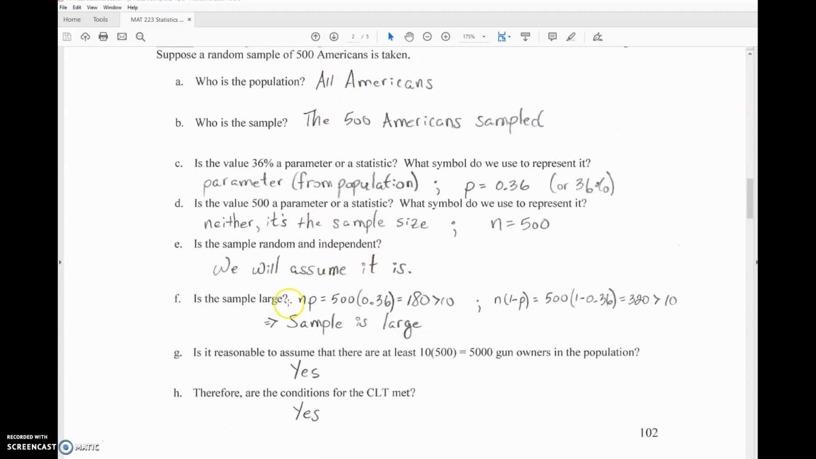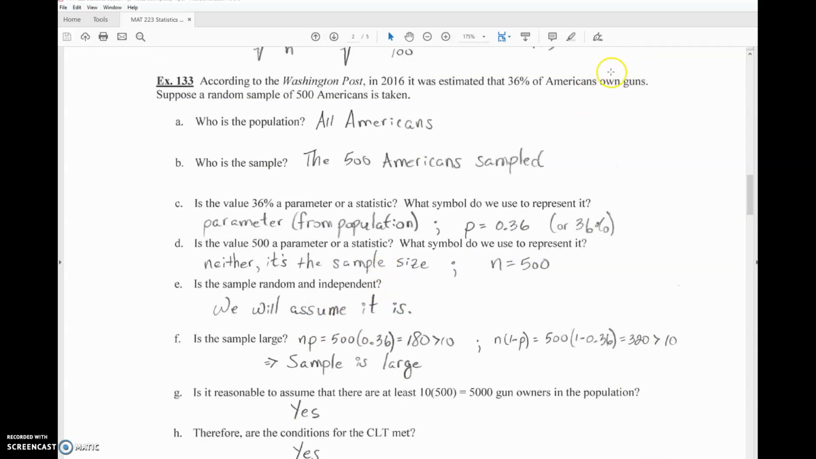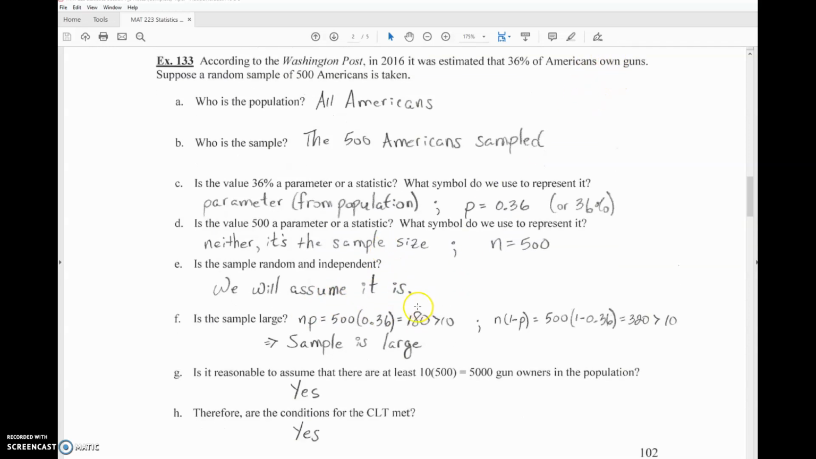Is the sample large enough? So remember, we have to have at least 10 successes and 10 failures. Successes doesn't mean positive connotation, failures doesn't mean negative connotation, but we're going to think of owning a gun as a success in this case. So is the sample size large enough? Well, 500, we should expect 36%. So 500 times 0.36. In a sample, we should get around 180 of those 500 people to say, yes, I own a gun. And that's certainly more than 10.